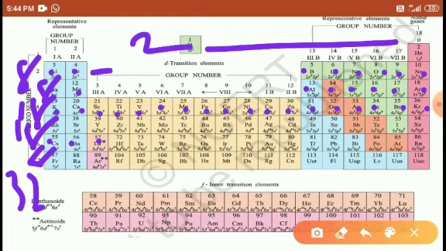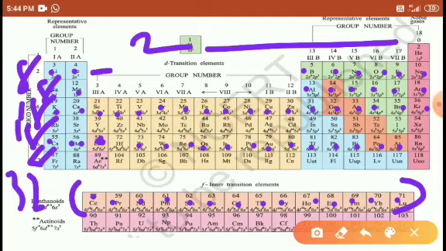In the lanthanides, 14 elements are present here, right? 14 elements. So 18 plus 14 gives 32 elements, students. 32. Here there are 32, and this is also 32 elements present here, right, students?